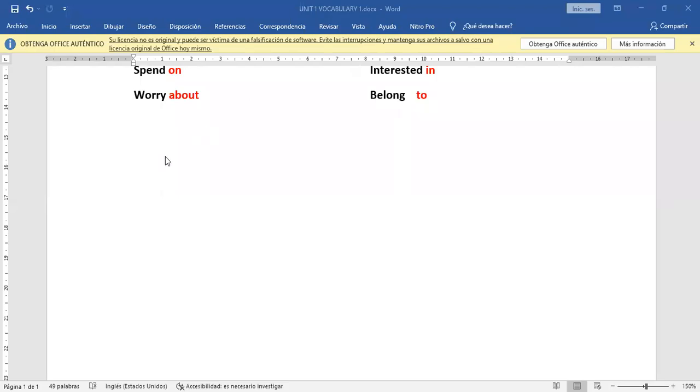Great. I gave you two groups of verbs. One group is regular verbs, and the other group is irregular verbs. Okay, two groups. To talk about present perfect and simple past, we are going to use these verbs.